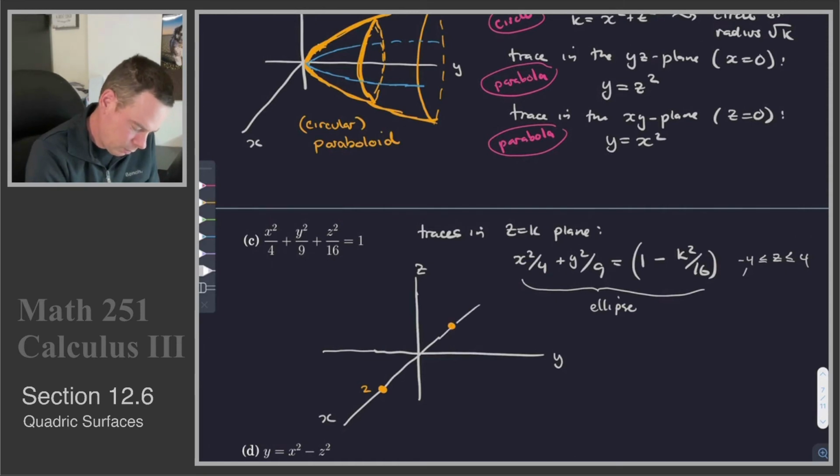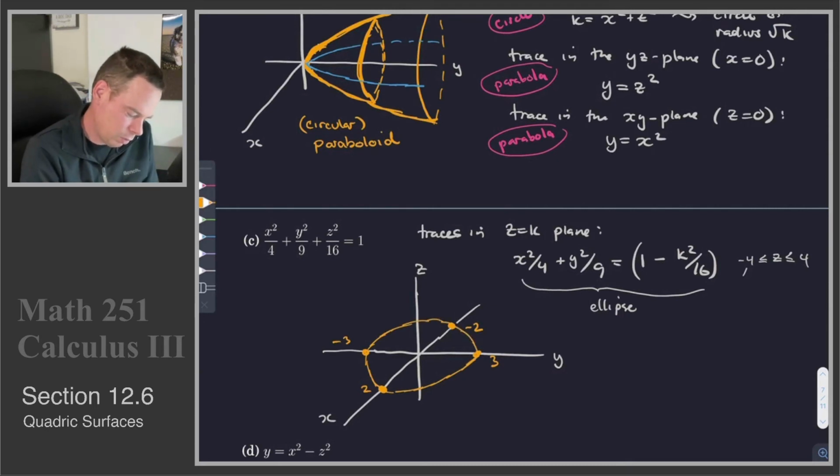Extend that a little bit. 2 and -2 are a couple of points on the x-axis that it touches, and -3 and 3 are a couple of points on the y-axis it touches. There's got to be an ellipse that passes through these. This is the biggest ellipse that we get of all the traces or cross sections. So there's our ellipse, sort of drawn with a bit of perspective going off into the page.